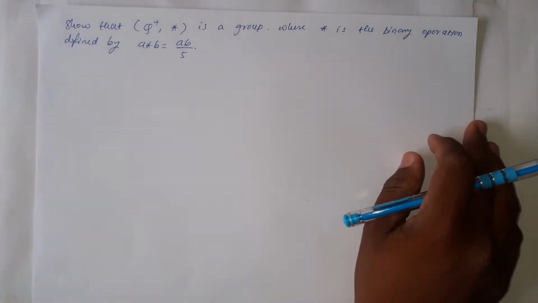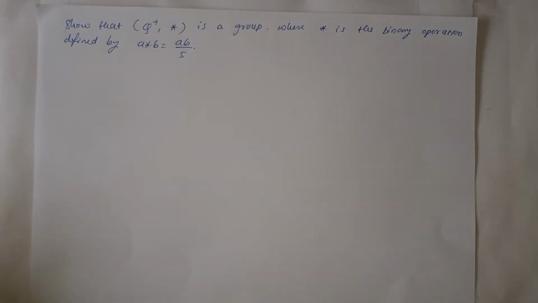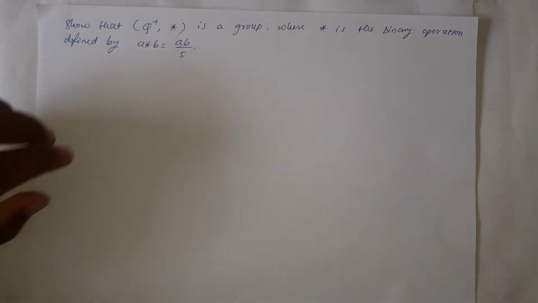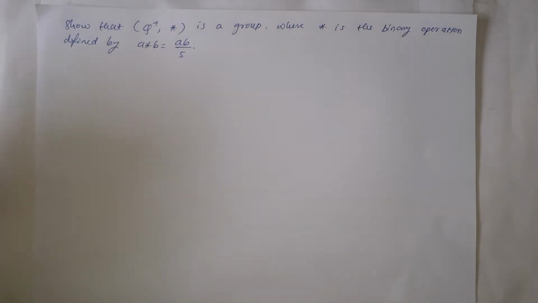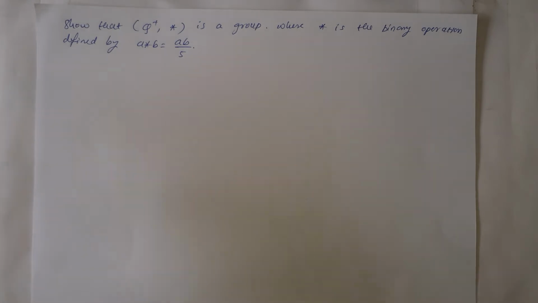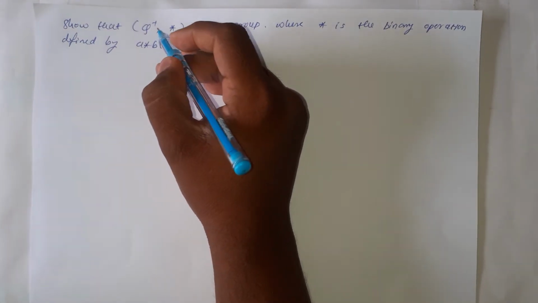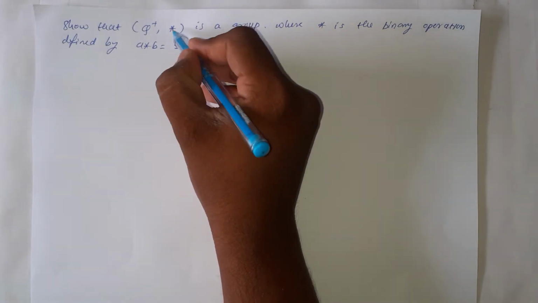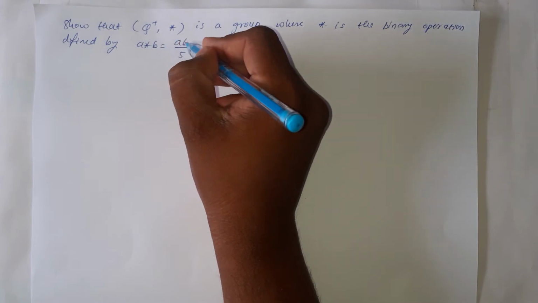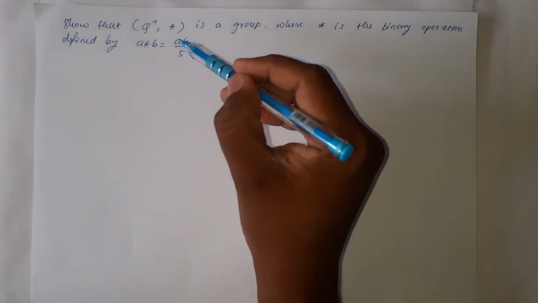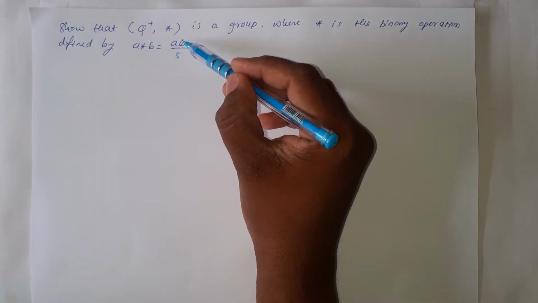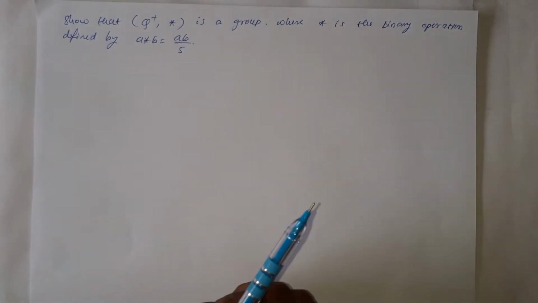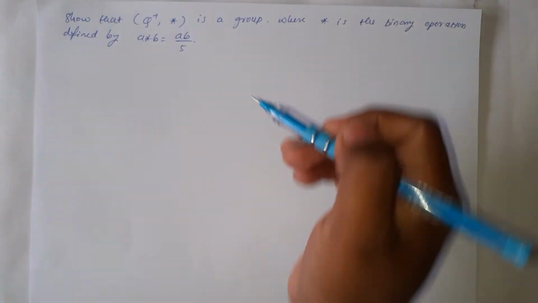So here up to the last example, the binary operation was either addition or multiplication, but here instead of those two binary operations, here it is the new one, that star is defined by A star B is equal to AB divided by 5. So here we know that Q plus is the set of positive rational numbers and star is the binary operation which is defined as A star B is equal to AB divided by 5. So this is a quite new one, that A star B is not A plus B or A minus B or A into B. So it is AB divided by 5.